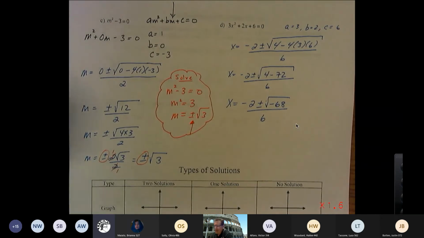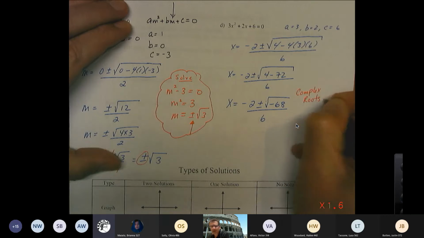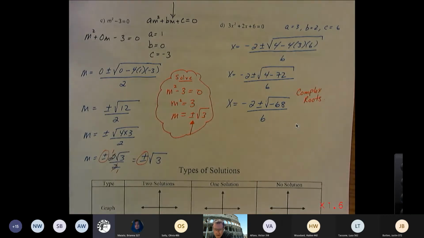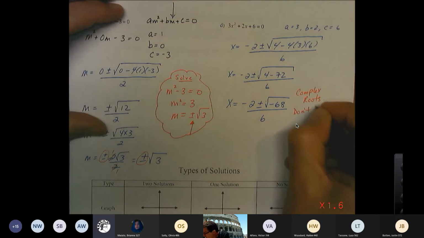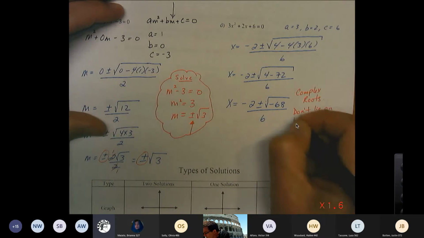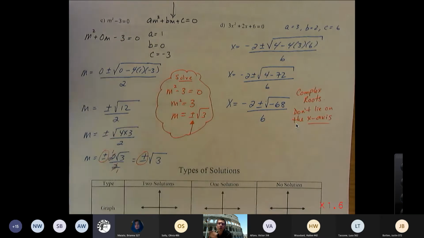That is going to give us a complex number. That doesn't mean that they're hard roots. It means that they don't lie in the number line. That means that the x-intercepts aren't x-intercepts. They don't lie on the x-axis. And I gave you a video that talked to you about that.